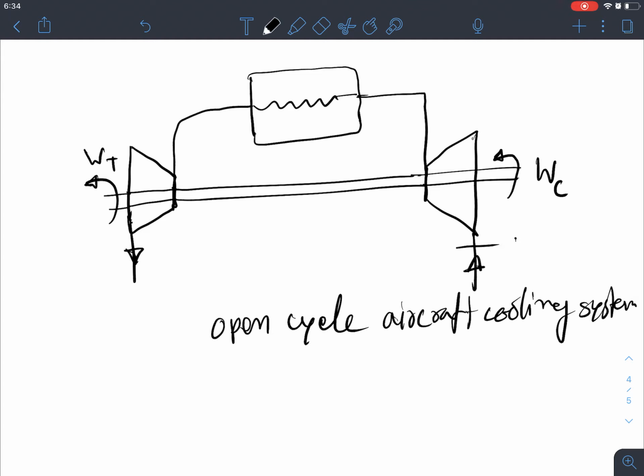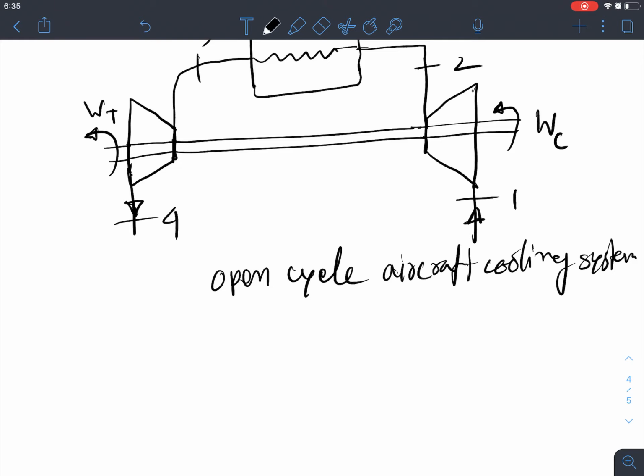Right, so that's the schematic diagram of 1 to 2, and this is 2 to 3, and this is 3 to 4. That's the schematic diagram of an open cycle aircraft cooling system. However, to make it more efficient, we can use the regenerative type gas cycle for the same application, basically the aircraft cooling application, or a lot of cryogenic applications.